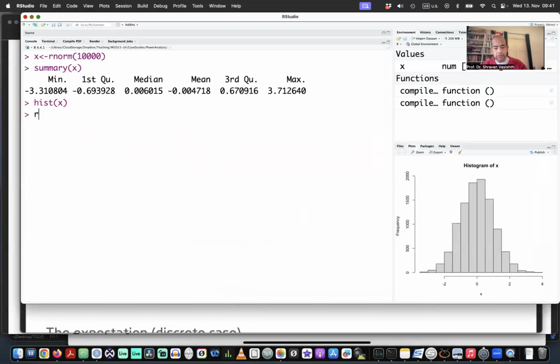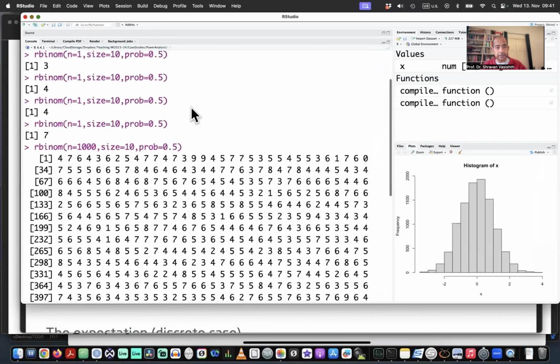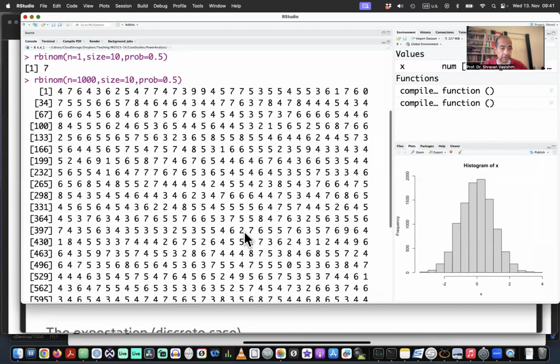In the binomial distribution, if I were to do one experiment with a sample size 10 with a probability of success 0.5, I could get 3 successes out of 10. If I run it again, I get a 4, then I get a 4, then I get a 7. So there's some variability in the number of successes that I get. So let's say I do 1,000 such experiments. I'll see a lot of variation in the number of successes in each of these experiments. You can see that there's a lot of variability because sometimes I just get one success out of 10. There may even be a 0 somewhere for all I know.